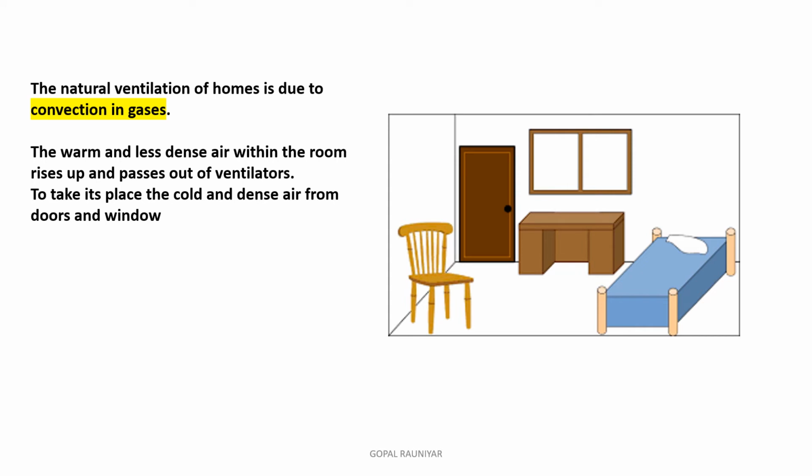Now, we can see in our houses the natural ventilation of home is due to convection in gases. Means in our houses the ventilation is provided on the upper side of the room. What happens in natural ventilation: the warm and less dense air, means the air which is warm or hot, is lighter. It rises up and goes out from the ventilators, and to take the place of this air, the cold and dense air from the doors and windows comes into our room, and our room becomes cool.